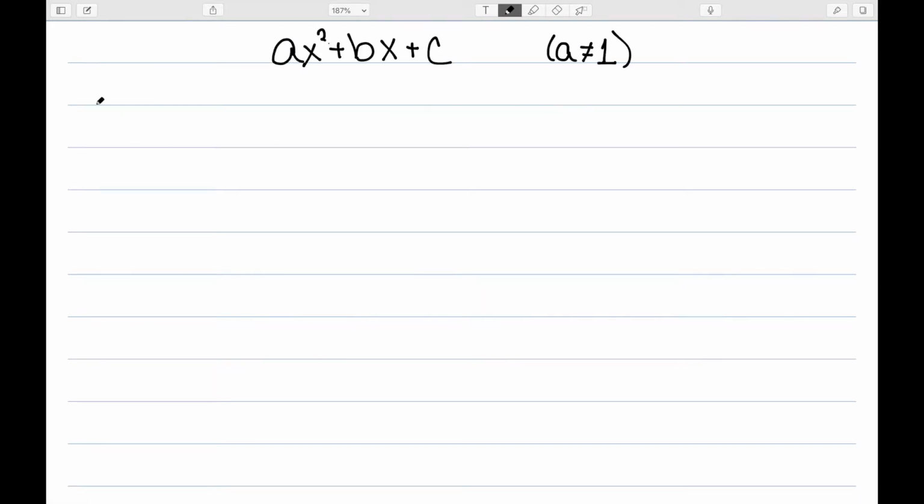I now want to look at the other case. What if that number in front of x squared is not a 1? What if it's something else?